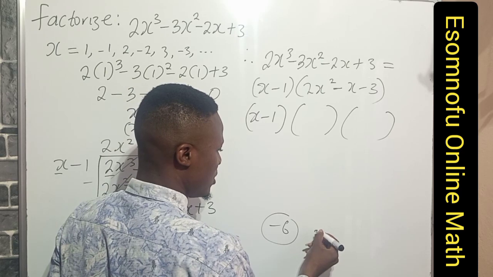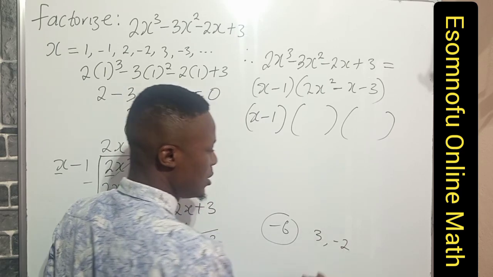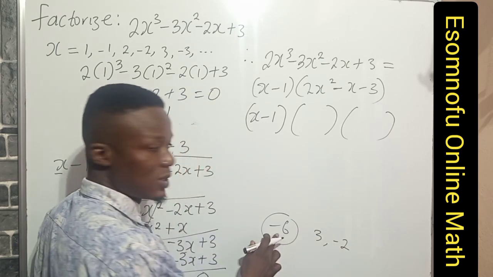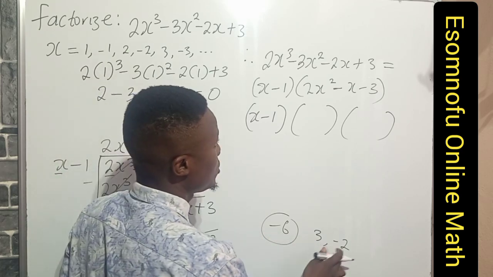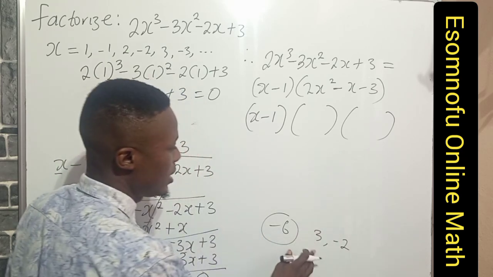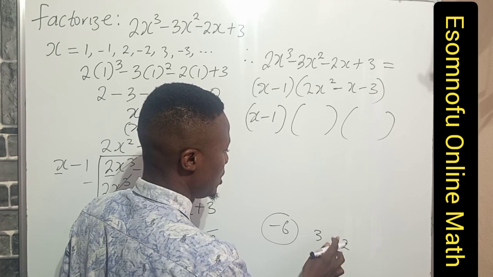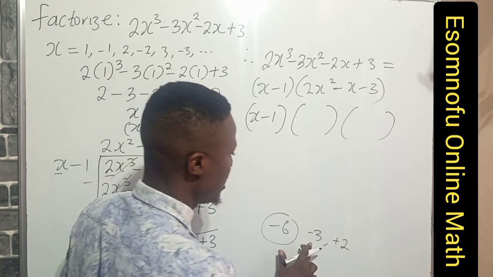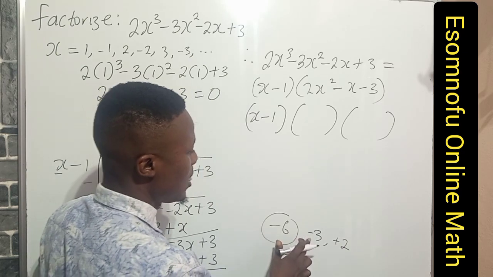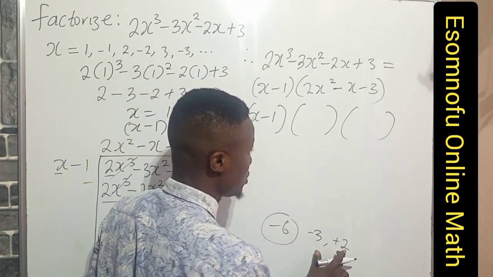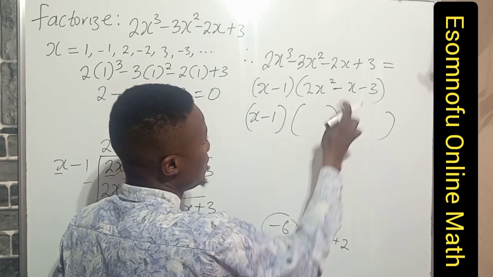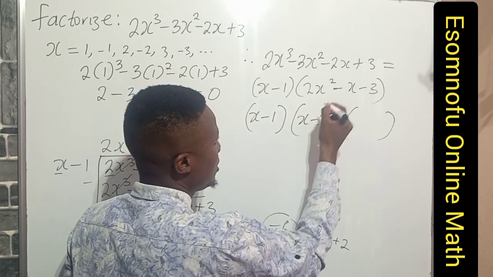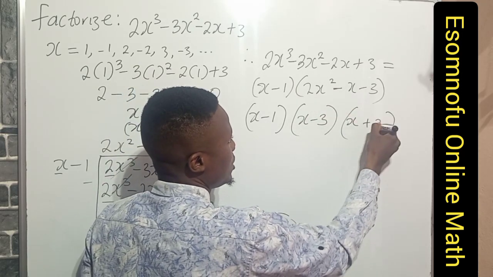The numbers should be 3 and negative 2 because 3 times minus 2 is minus 6, and 3 minus 2... No, the numbers are not these. The numbers should be negative 3 and positive 2 because minus 3 times 2 is minus 6 and minus 3 plus 2 will give us minus 1. So we shall have x minus 3 and x plus 2.